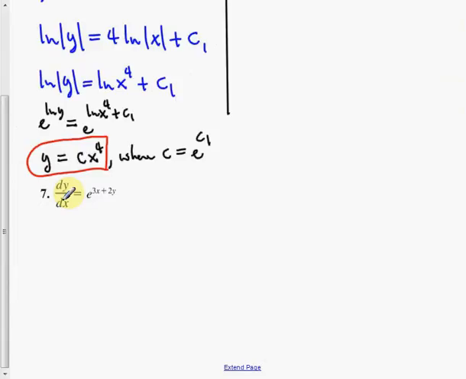It's dy over dx. Dy over dx is equal to e to the 3x plus 2y. So e to the 3x plus 2y. Let's see how you fare with that.